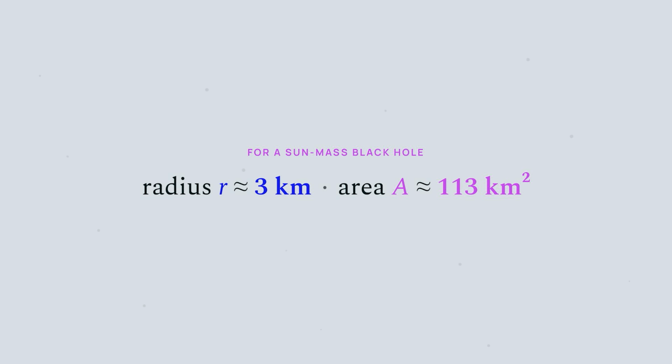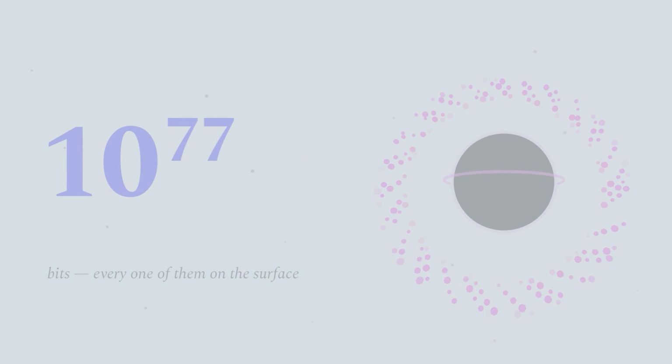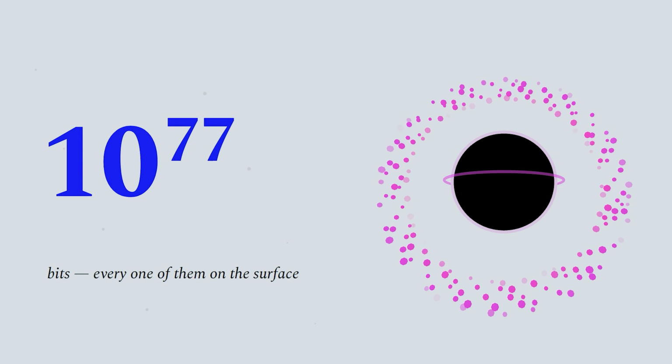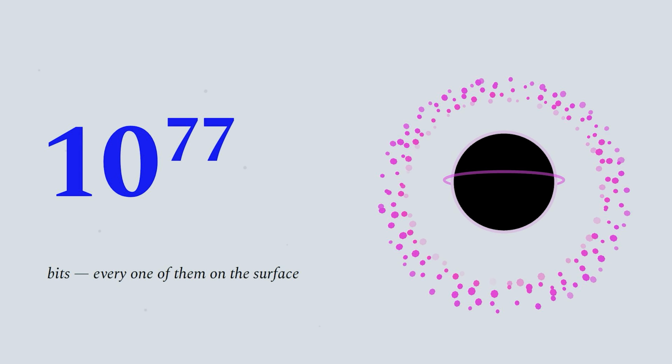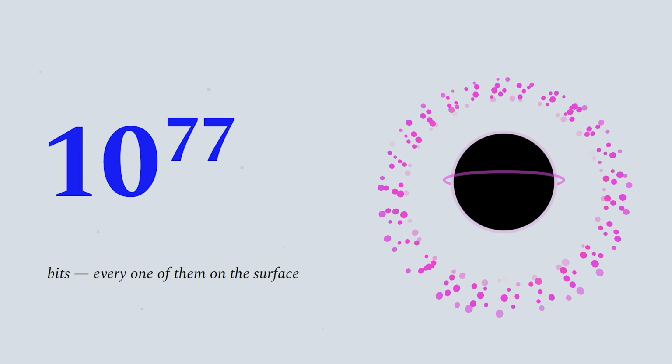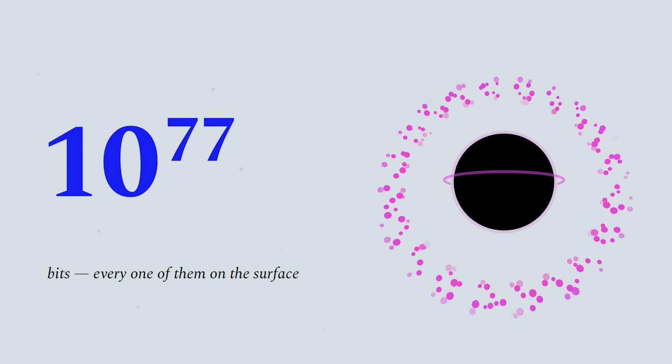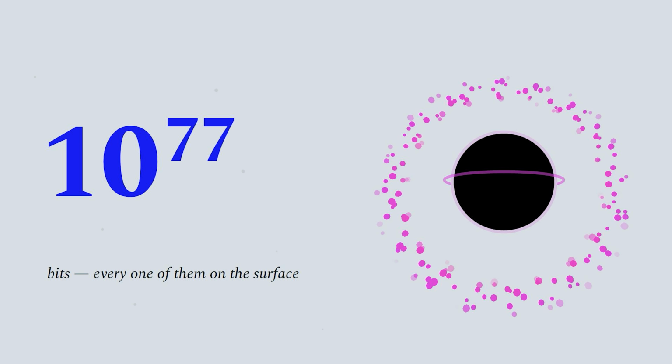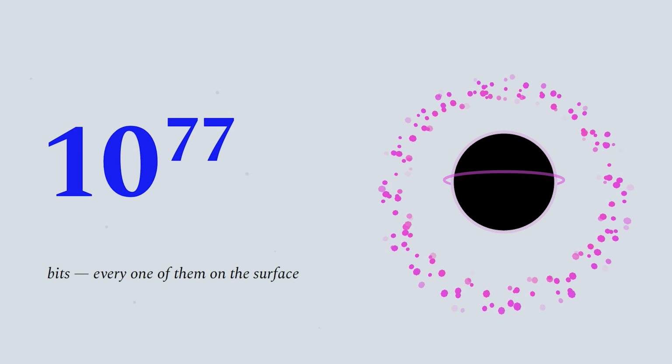Now plug in the numbers for a black hole the mass of our Sun. Its event horizon has a radius of just 3 kilometers. Its surface area about 113 square kilometers. Run that through the formula and you get a number, staggeringly large, almost incomprehensible. 10 to the 77th, 10 followed by 77 zeros. That is how many bits of information a sun-mass black hole stores. And every single one of them lives on its surface, not inside, on the boundary.